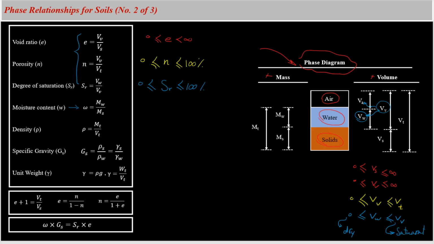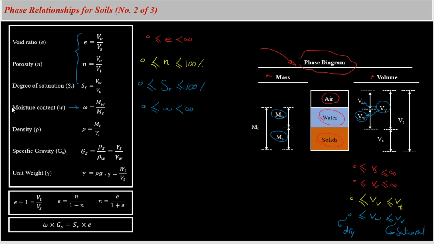And the next one, the moisture content, is based on the weights or the masses. The moisture content is the ratio of the mass of water to the mass of solids. And since these two again are not related to each other, the moisture content, which is usually expressed as a percentage, can be anywhere from 0 to a very large number.